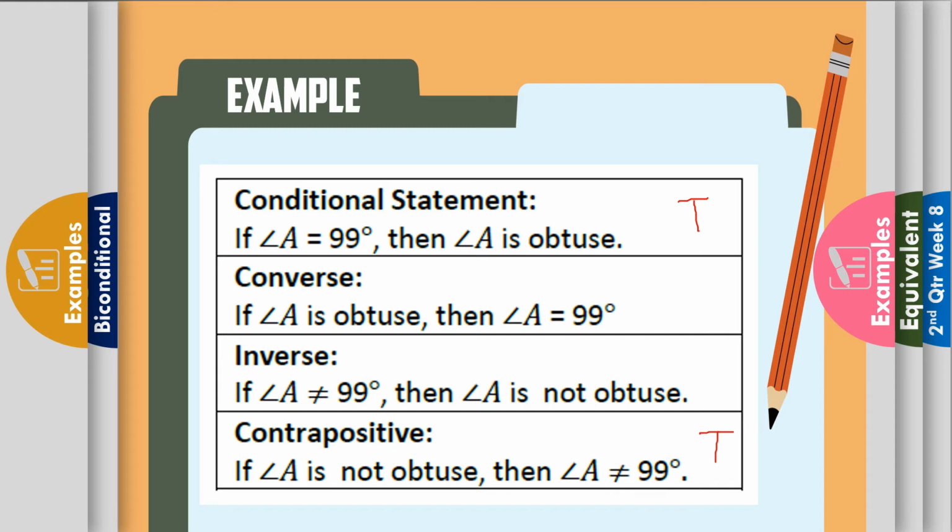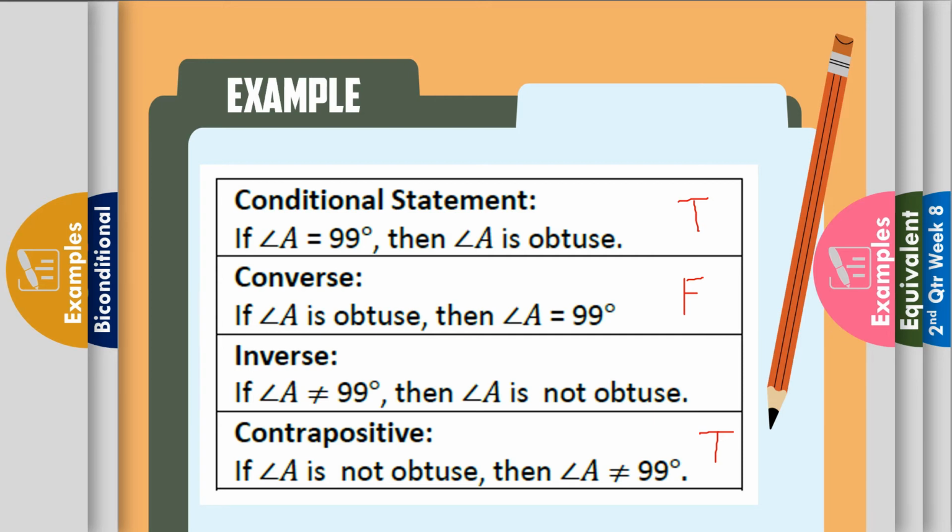The converse states that if angle A is obtuse, then angle A is equal to 99 degrees. Is this statement true or false? You are right. It is false. Why? Because not all obtuse angles measure 99 degrees. If this one measures 100 degrees, it can still be considered as obtuse.